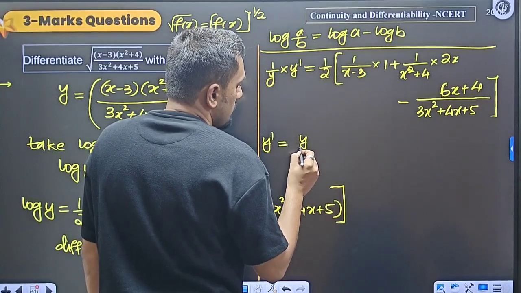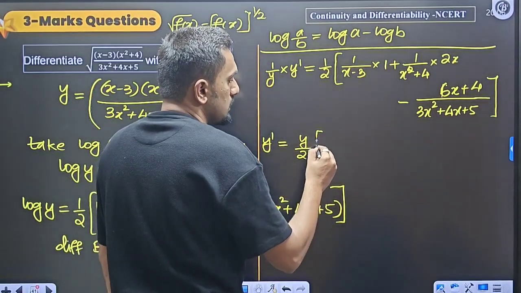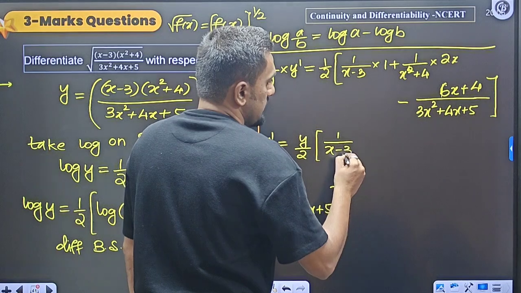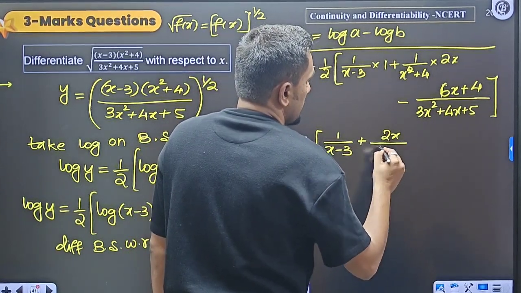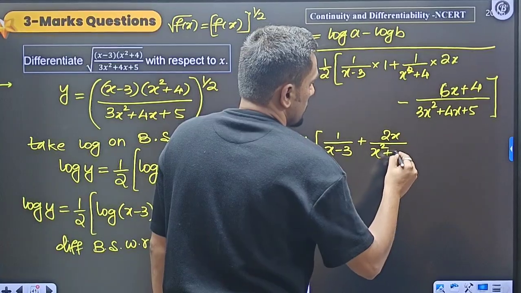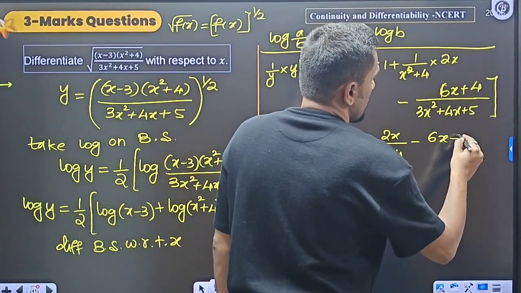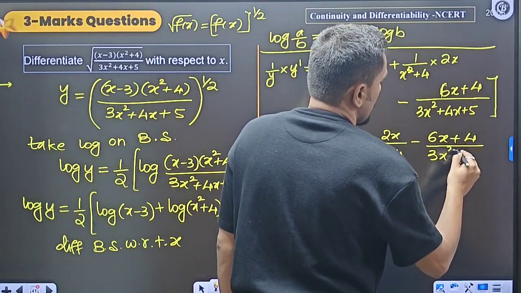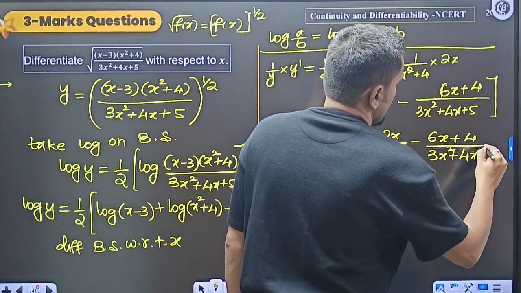by 2, or you can write it as 1 by 2 into y. y by 2 into, see what is left here, 1 divided by x minus 3 plus 2x divided by x square plus 4 minus 6x plus 4 divided by 3x square plus 4 times x plus 5.